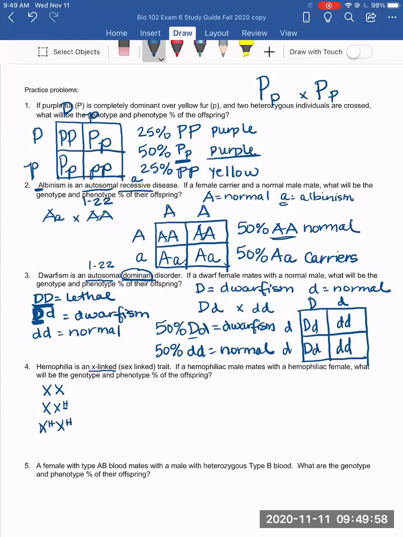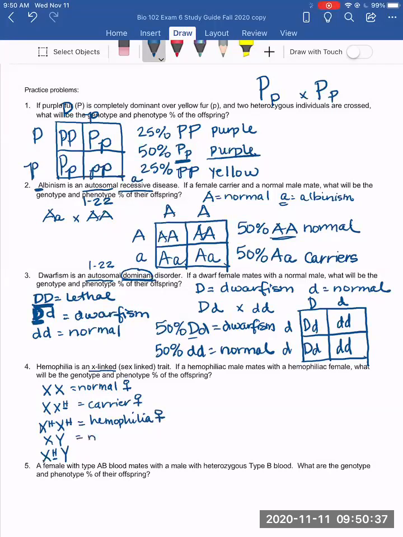So these are all females, and then XY, and then a male with the hemophilia allele. So XX, this is going to be what we call normal female. This is going to be carrier female because she has one bad gene, but she still makes enough normal protein that she doesn't have hemophilia. So she's a carrier. The only way females can have hemophilia is if they have two bad alleles, no way to make a correct version of that protein.